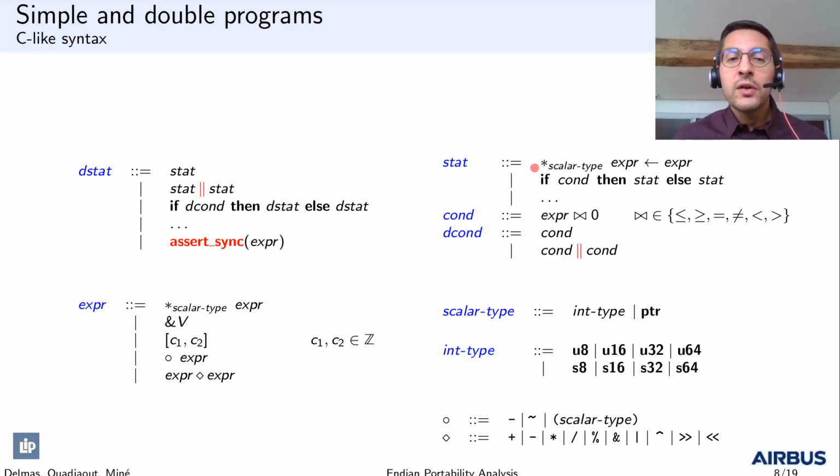Simple statements are standard C-like statements, where we assume every left value to have been preprocessed to scalar dereferences. Scalar types include integers and pointers. Expressions support pointer arithmetics at the level of bytes and non-deterministic choice. There are also additional statements to express specification, such as the assert sync statement, which says that both program versions agree on the value of the expression.